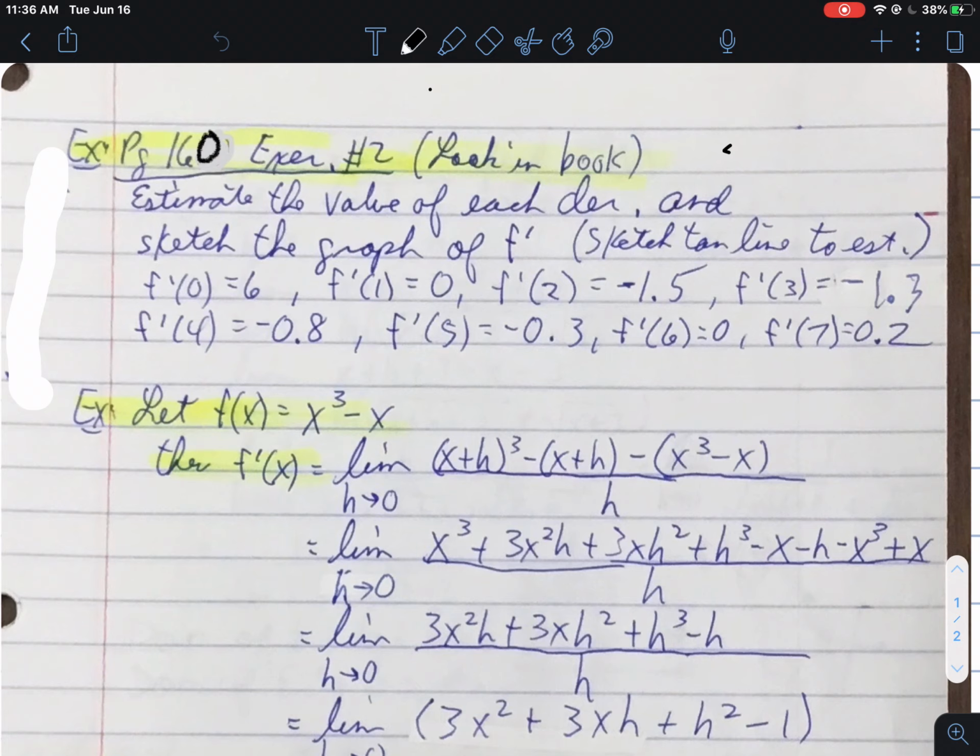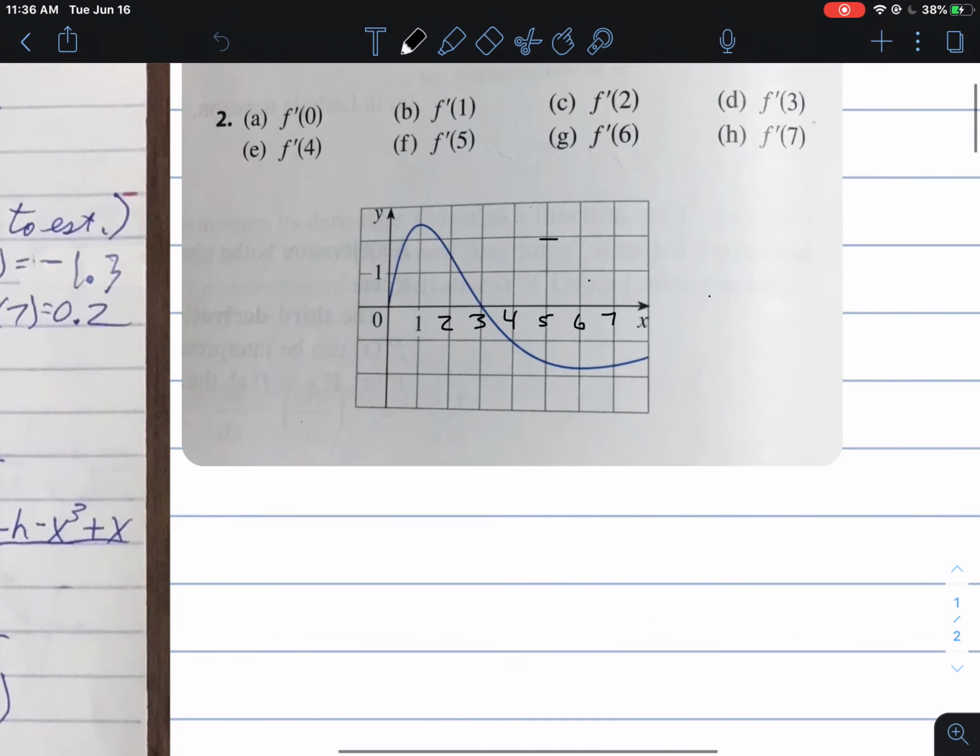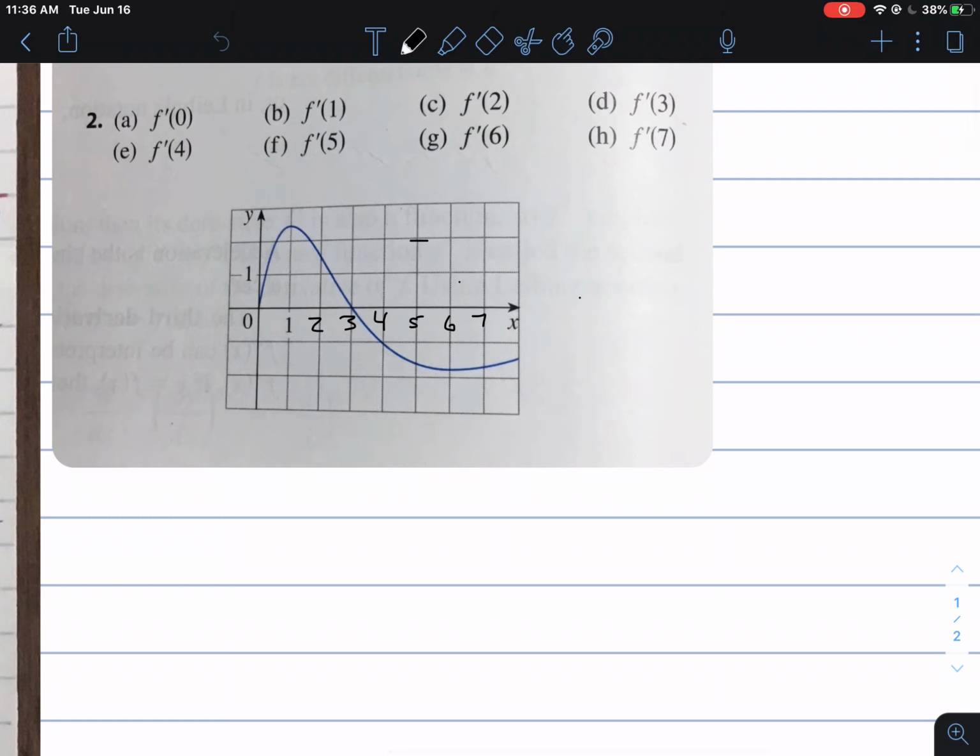Now, this next example, I'm going to talk about this one. I'm not going to hold you to something like this for a test, but I'm just going to ask you to look at this. There's a couple like this in your homework, just to see if you can make some observations. What they're asking you to do is to look at the graph of a function and estimate the value of the derivative for each of those given x values.